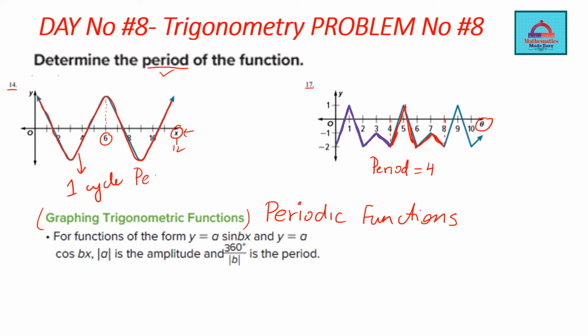Similarly, for this one, question 14, what is the period? Very good to all of you who got it as 6, because it is repeating after 6, 12, so on till 18 and going on and on. So these are periodic functions. Simple concept: just find one cycle, see after what value on the horizontal axis the pattern is repeating. That gives you the period from the graph.